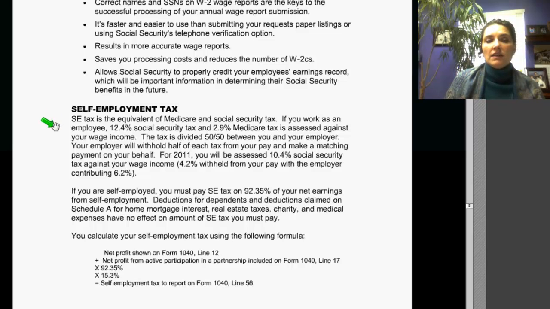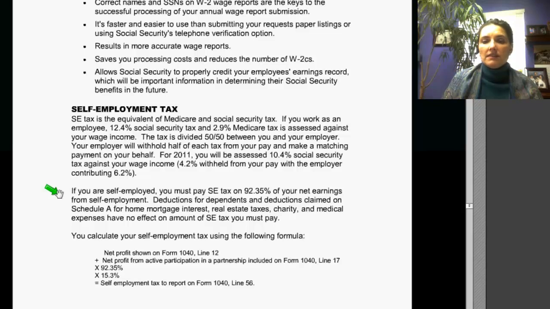If you work as an employee, 12.4% Social Security tax and 2.9% Medicare tax is assessed against your wage income. The tax is divided 50-50 between you and your employer. Your employer will withhold half of each tax from your pay and make a matching payment on your behalf. For 2011, you will be assessed 10.4% Social Security tax against your wage income. 4.2% is withheld from your pay, with your employer contributing 6.2%. But if you are self-employed, you must pay self-employment tax on 92.35%.